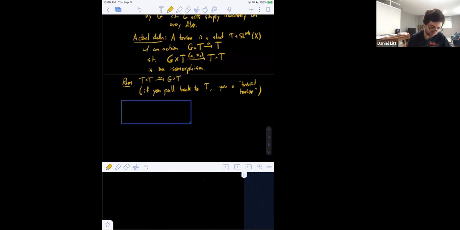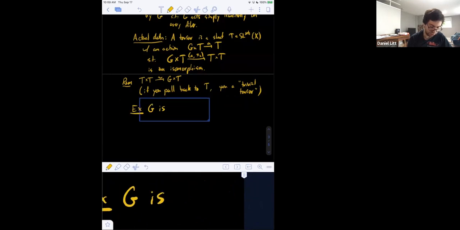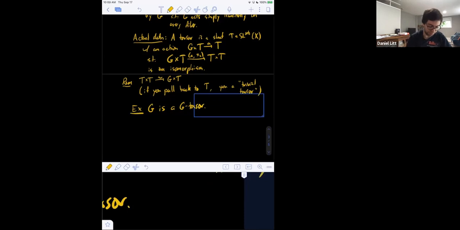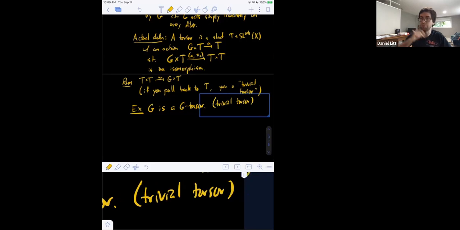So what is a trivial torsor? It's the following example of a torsor. G is a G torsor just via its action on itself by left multiplication. That's what it means to be the trivial torsor. So what is a G torsor? Another way of saying this is it's a sheaf of sets with an action by a sheaf of groups, so that when you take its fiber product with itself, that action just becomes the action of the group on itself. Are there any questions about that?